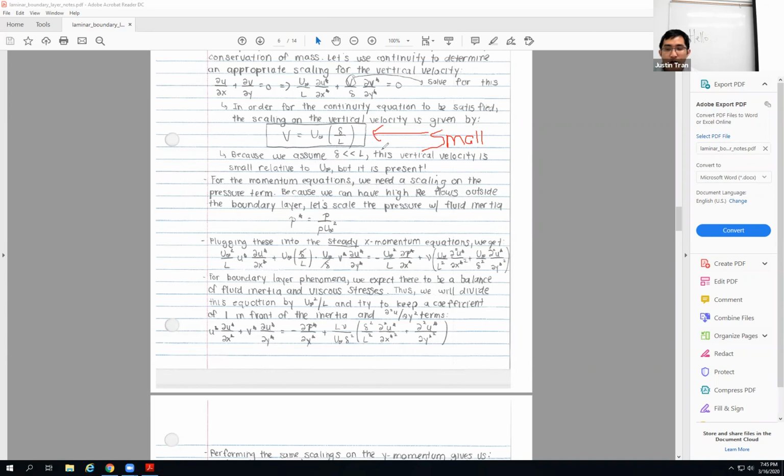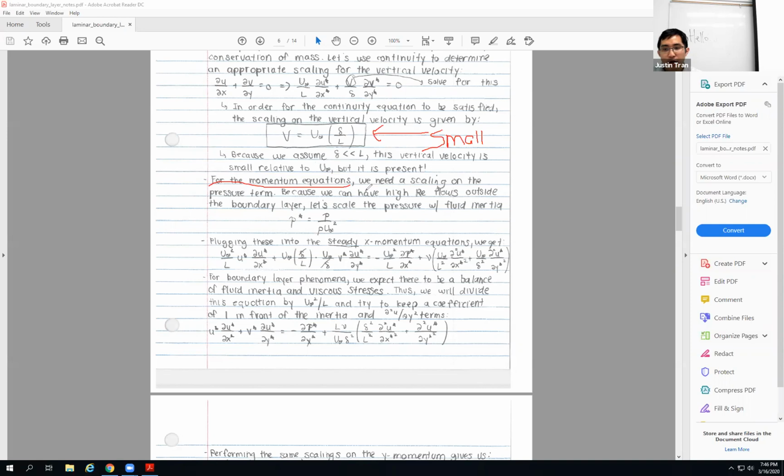This is kind of nice because up to this point, conservation of mass has been kind of useless. We haven't really used it in our creeping flow or in our lubrication theory. So now it actually gets to do something, which is kind of nice. Okay. So the next step is going to be our momentum equations. We're going to be performing the same scaling exercise.